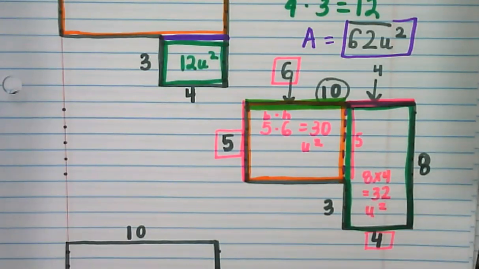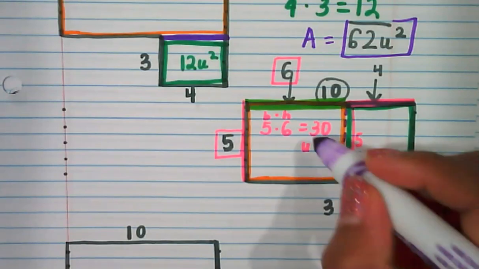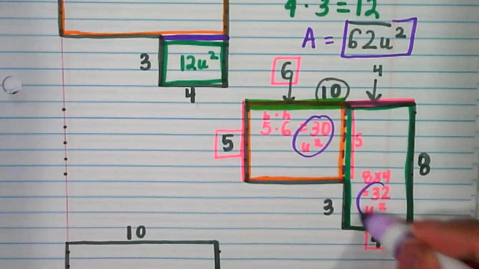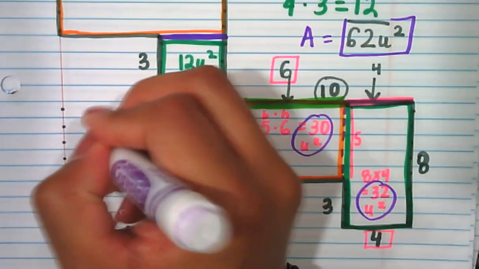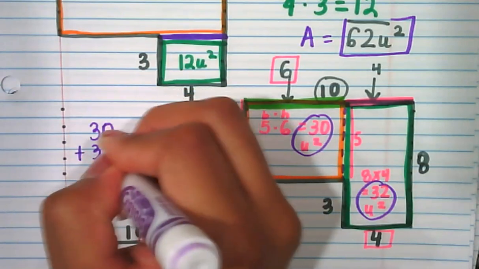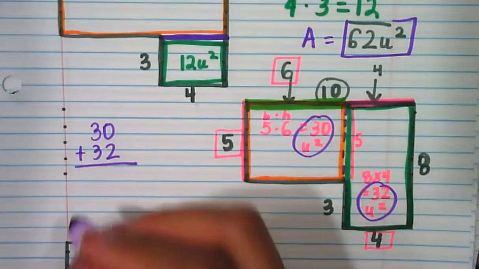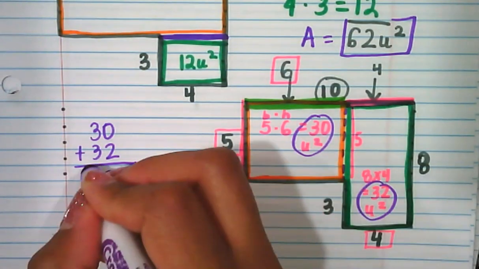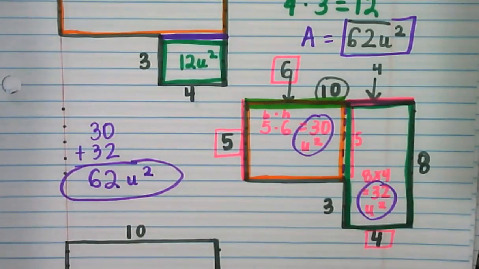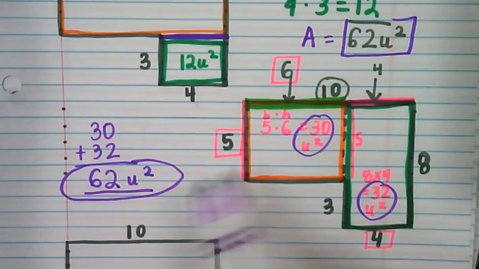But once again, we don't want to just have two separate answers. We want to combine the two areas together. And so 30 plus 32 would be 62 units squared. Once again, our answer is still 62 units squared. We just did it in a different way. So now we have one last way we can do this.